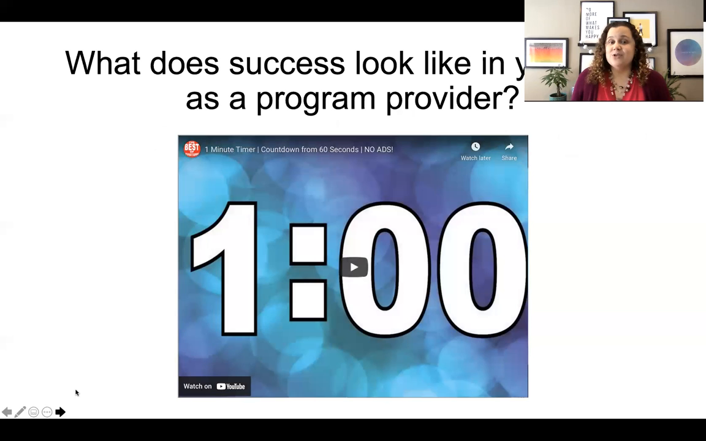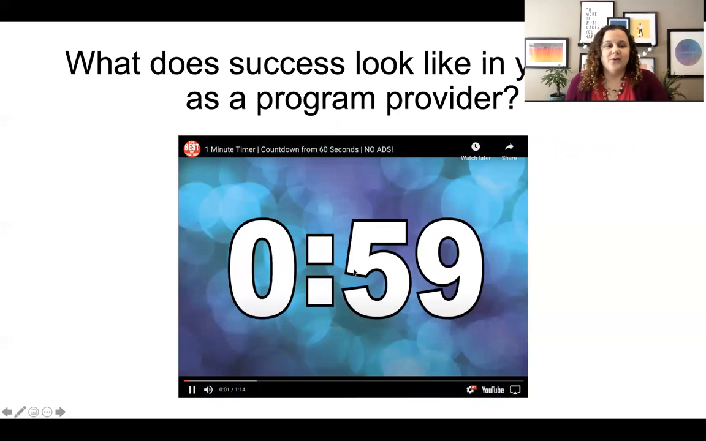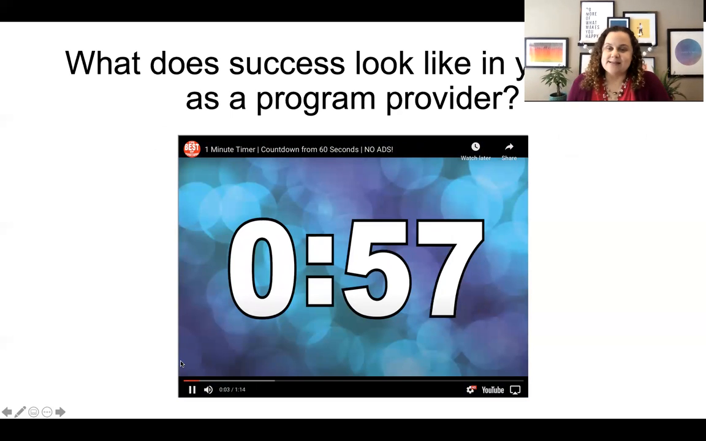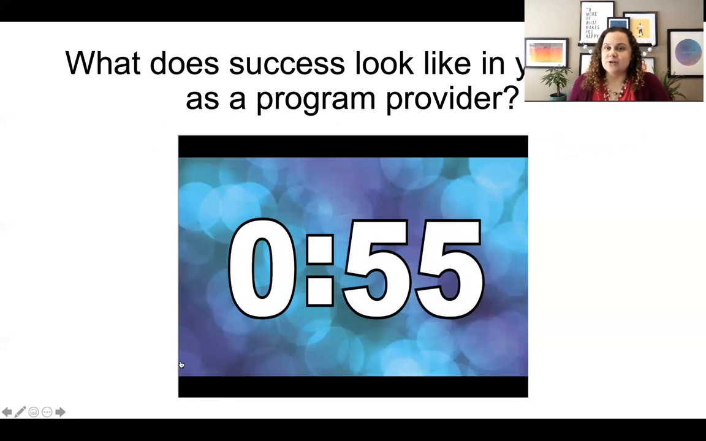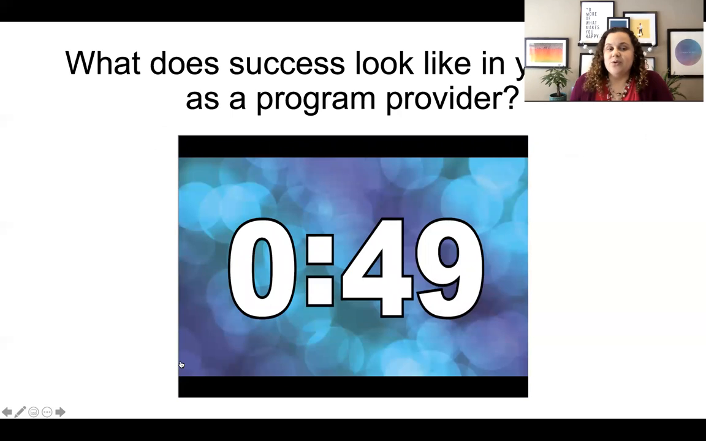So I want to give you just a minute to think for yourself, where are these places that you can have a larger impact as a program provider? What would success look like in your absolute ideal future if you were really equitable in this space?